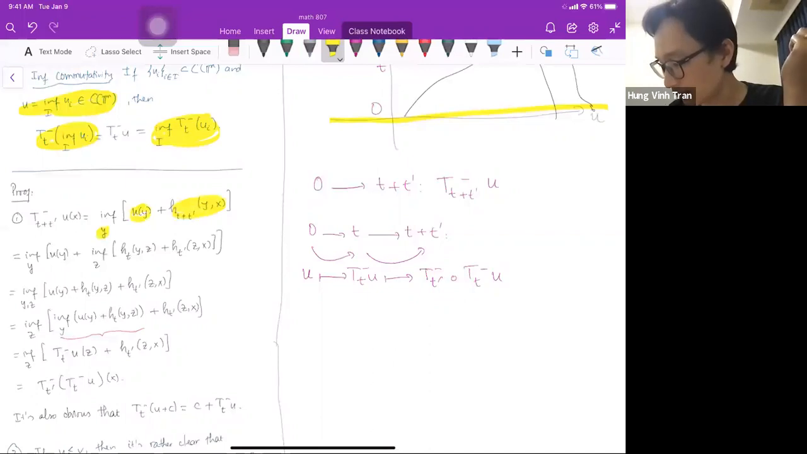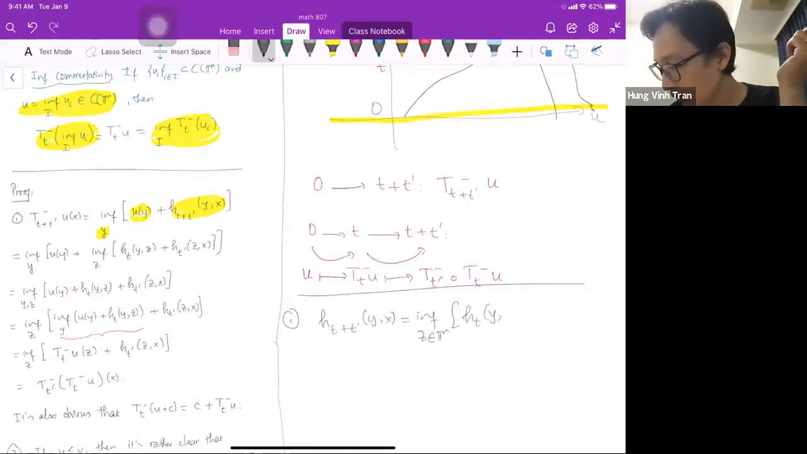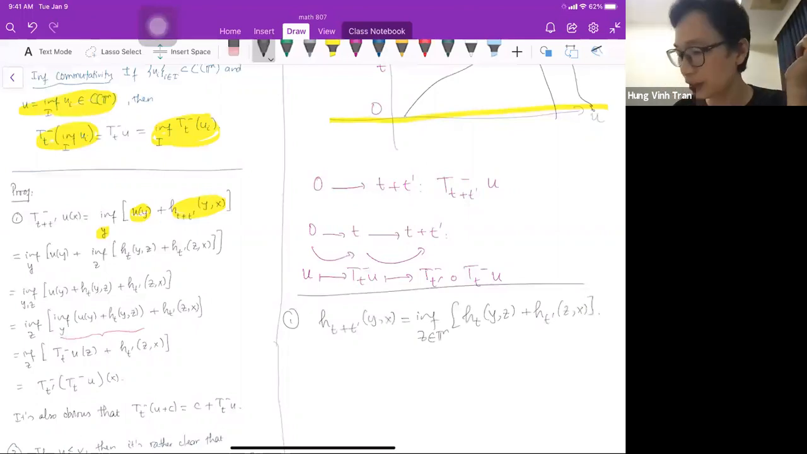In the first part here, we are just going to use the formula that h_{t+t'}(y,x) equals the infimum over an intermediate value z in the torus, going from y to z first with h_t, and then from z to x with h_{t'}. So that's the formula we are using, right? That's exactly what we wrote here.